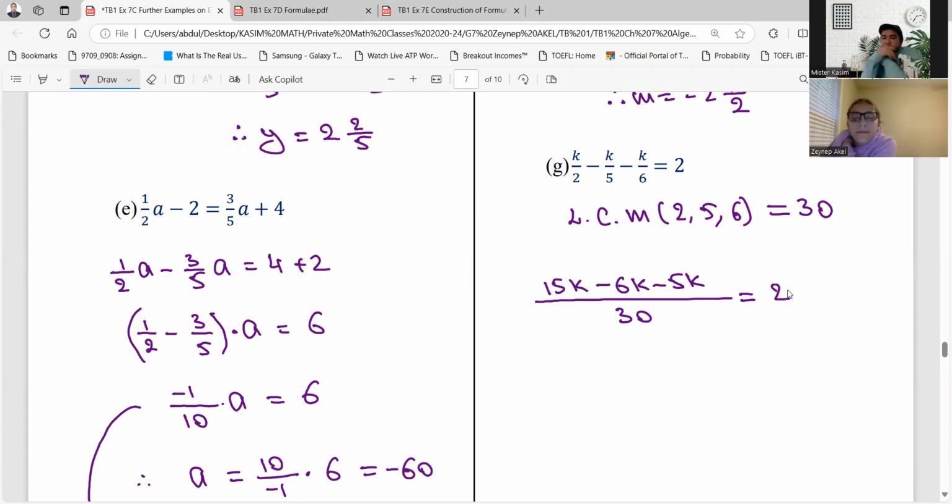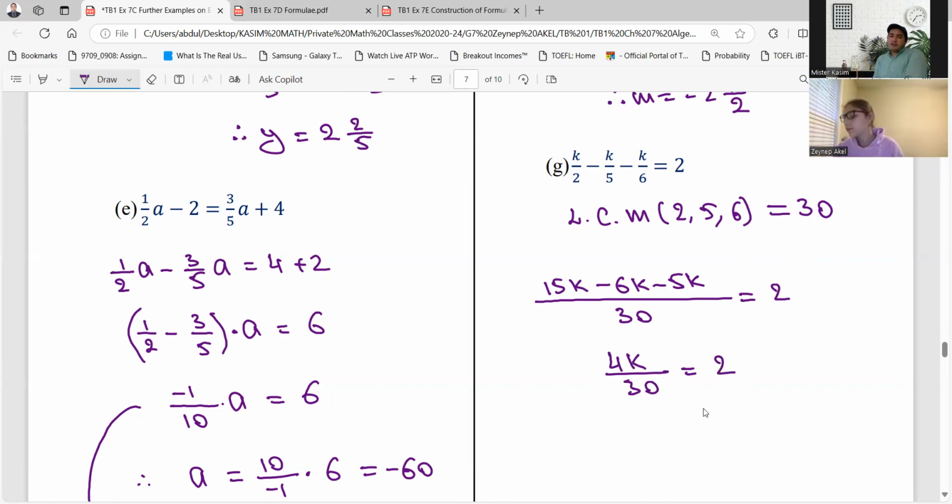Let's write the numbers first: 15k minus 6k minus 5k, right? Yes. So now what is 15 minus 6? 9k. Okay, 9 minus 5? 4. So that is 4k divided by 30 is equal to 2.